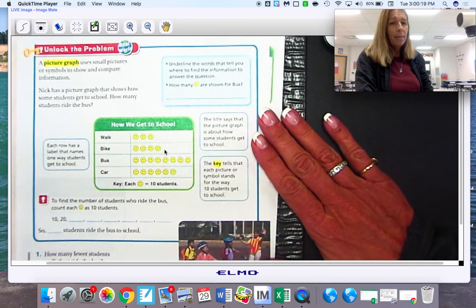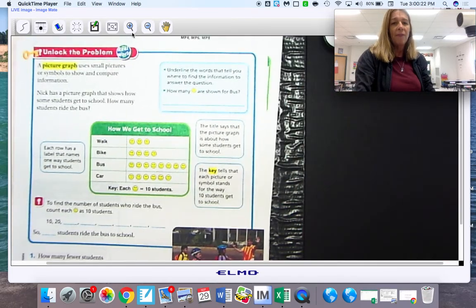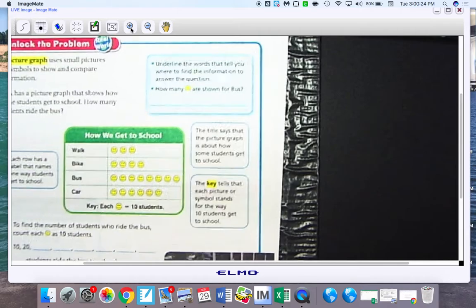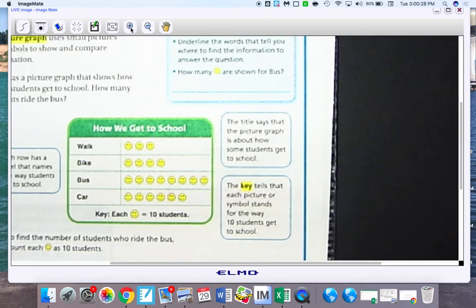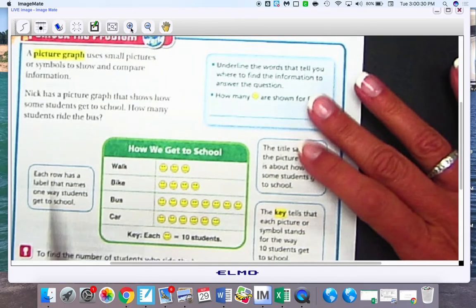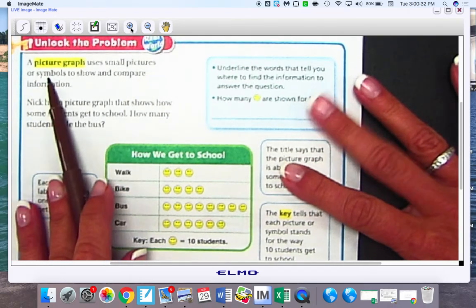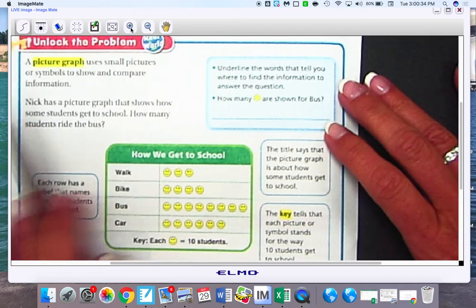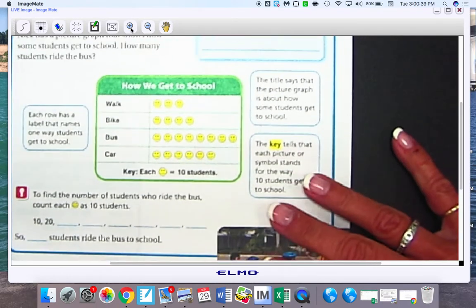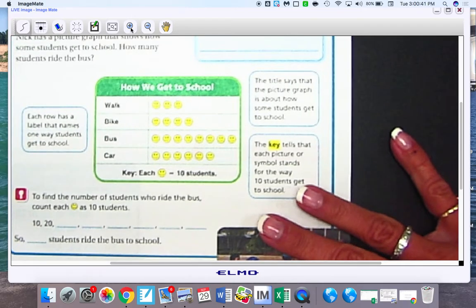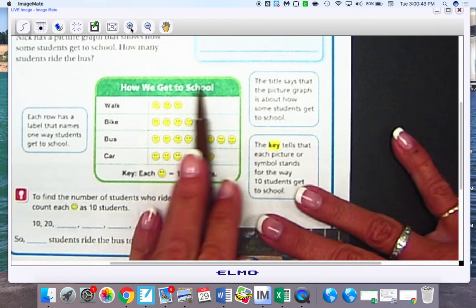All right, I'm pretty sure you worked with picture graphs last year, but some things I want to tell you about picture graphs in third grade. First of all, it says a picture graph uses small pictures or symbols to show and compare information. And then it shows us a picture graph here that says how we get to school.